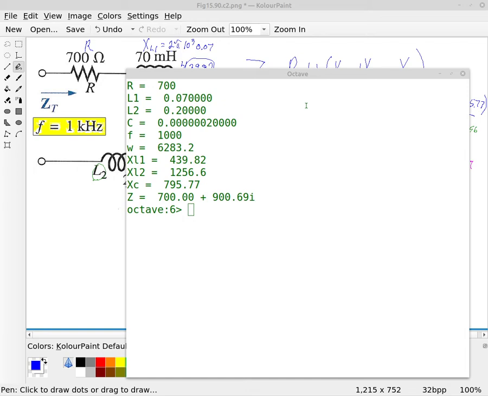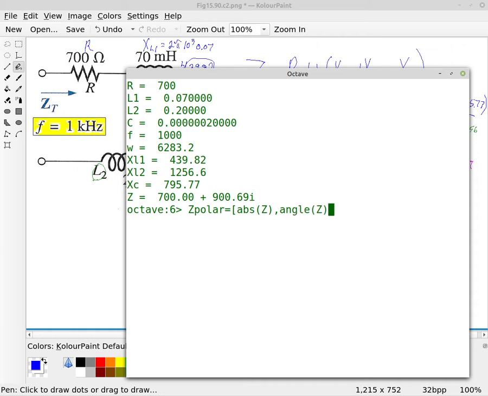Here you can see I've already calculated the Z in the rectangular form. But now what I want to do is calculate the polar form of that. So I'm going to make use of the absolute value. I'll take the absolute value of Z. And then I'm going to use the angle function to calculate the angle of Z. But this function, angle of Z, gives me radians, so I have to change it to degrees. I'm going to multiply it by 180 degrees and divide by pi radians.